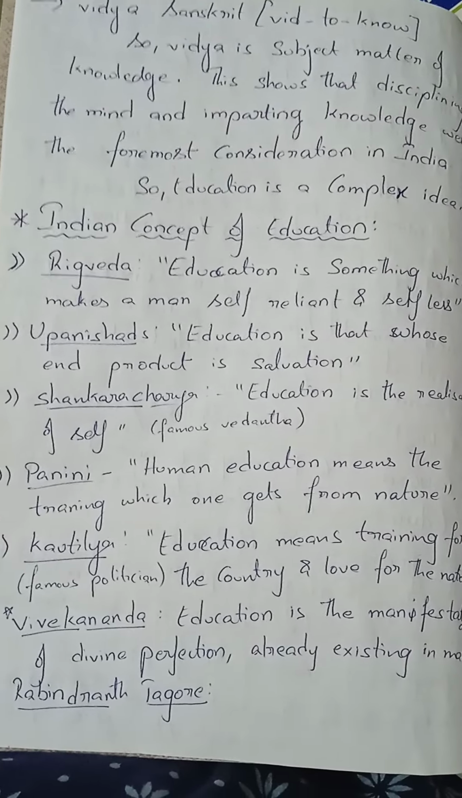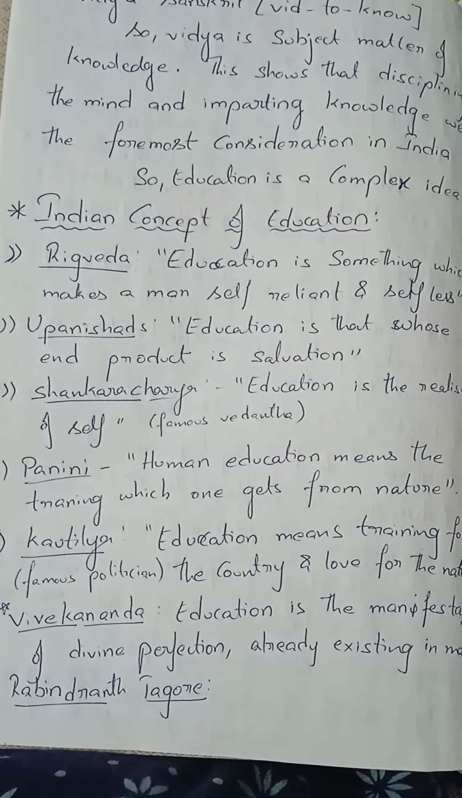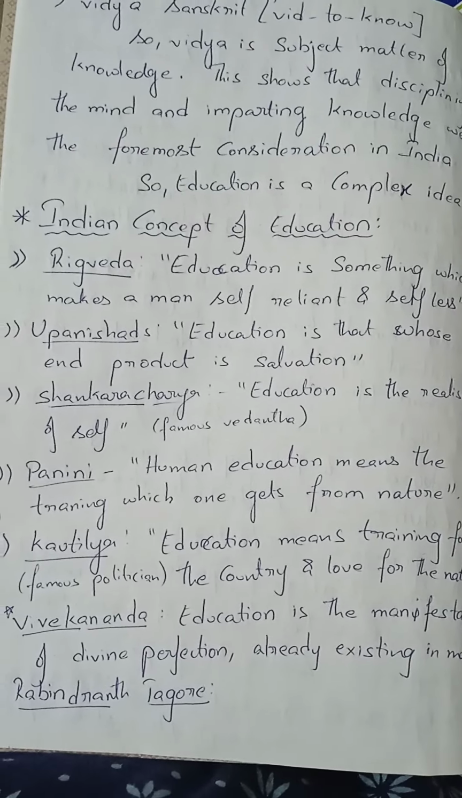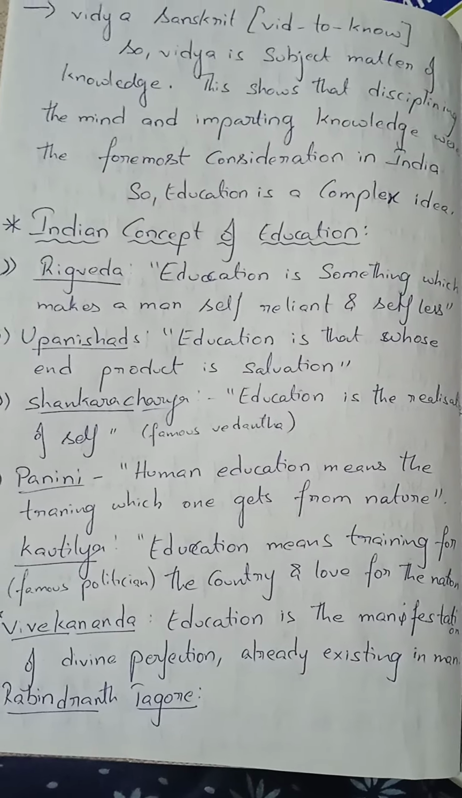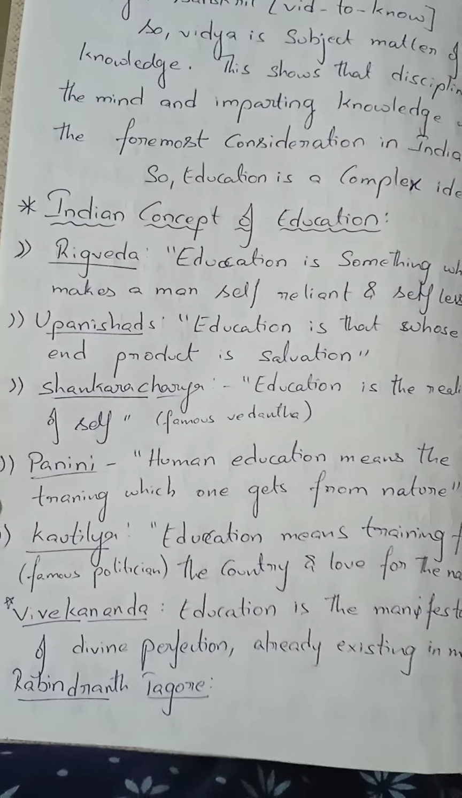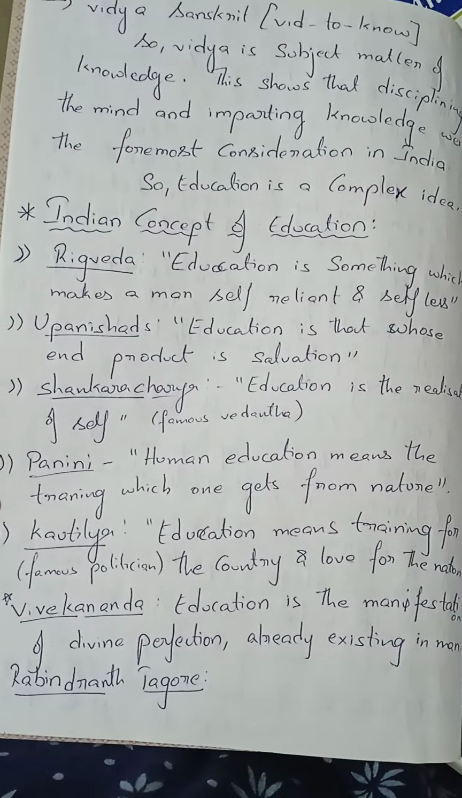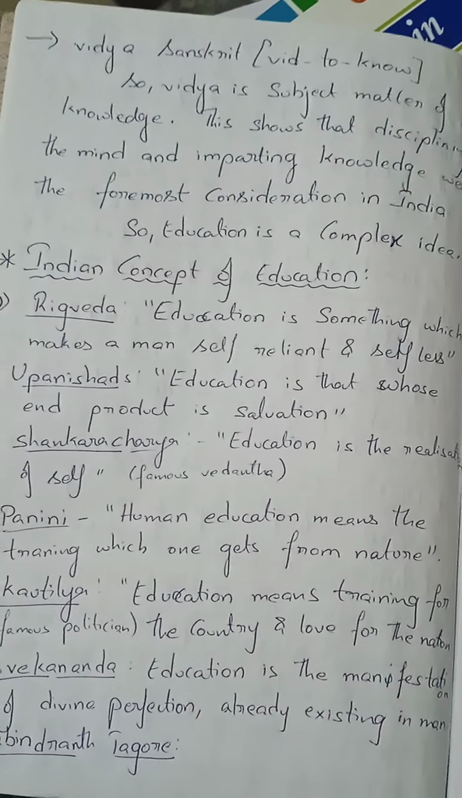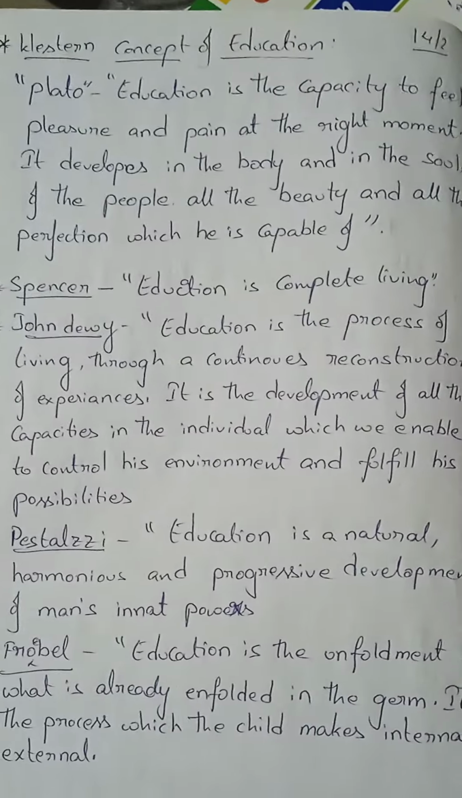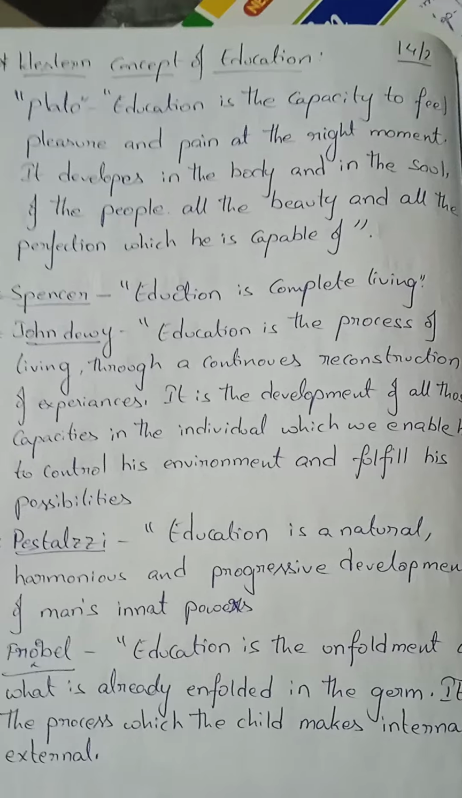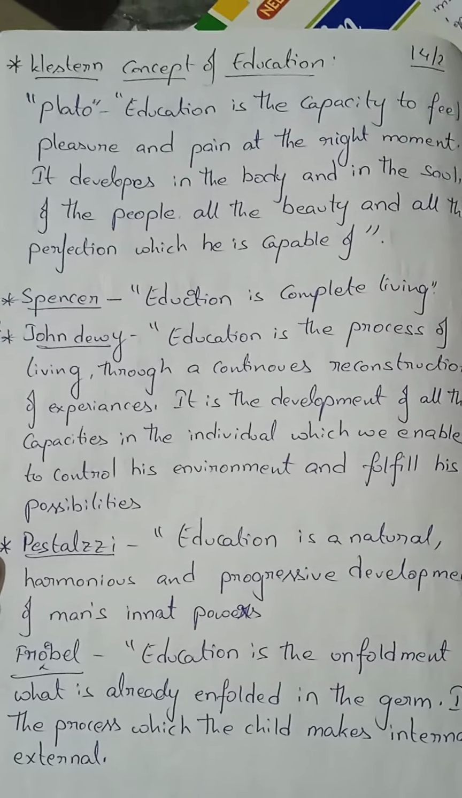According to Panini, human education means the training which one gets from nature. According to Kautilya, education means training for the country and love for the nation. According to Vivekananda, education is manifestation of divine perfection already existing in men. Now we will see another concept, the Western concept of education.